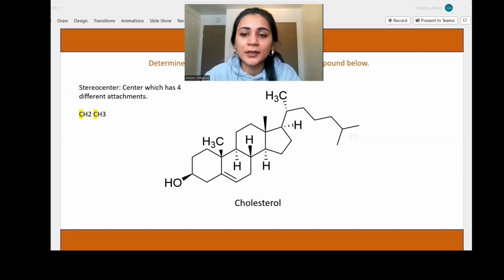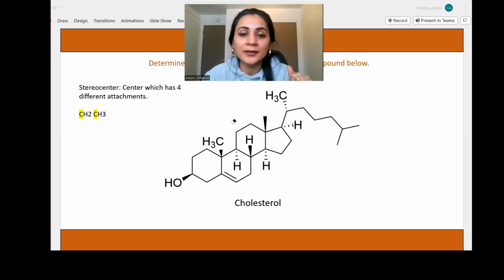If you do talk about this carbon center right over here, there is 1 H because that carbon center has 3 attachments, right? So there is 1 here, 1 here, 1 here, and the 4th one is a hydrogen. And the other thing is there's 1 CH3 over here, and there's a CH3 over here. So now that carbon center has 2 attachments which are CH3s, and that's why, again, there are 2 attachments which are the same. So again, excluded as the stereocenter, it's not a stereocenter.